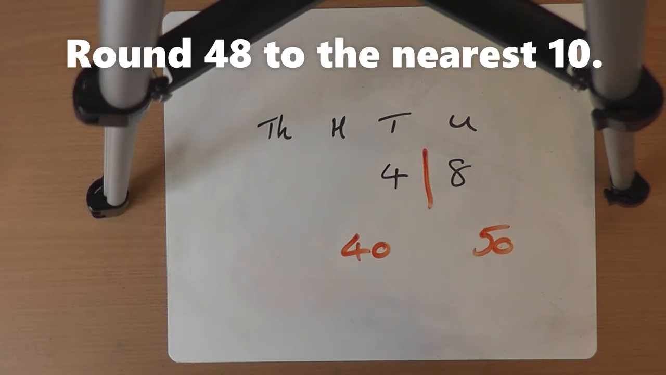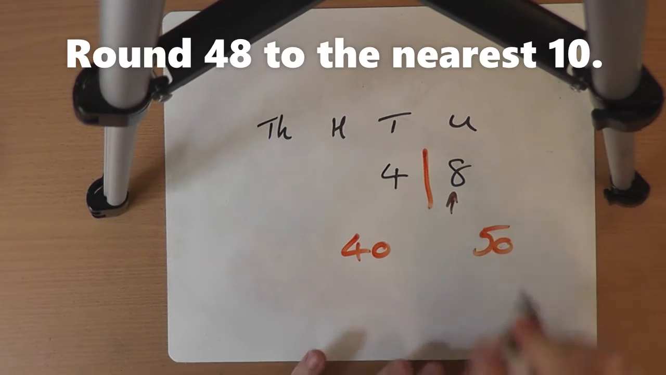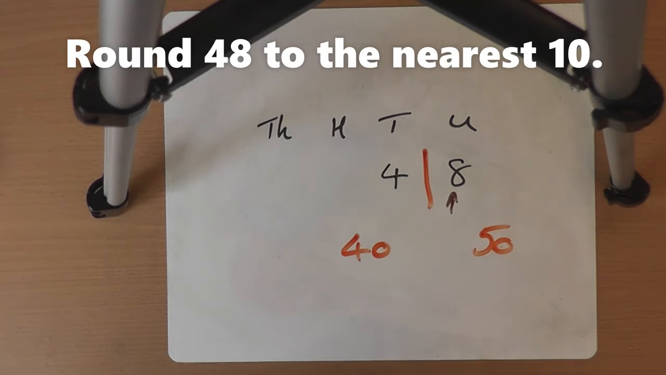To see which one of those it's closest to, I'm going to look at the first number after that split line, i.e. the units one here. That number is an 8. It being a 48 pushes it closer to the 50. It is clearly much closer to the 50 than it is to the 40. So when we round 48 to the nearest 10, we get 50.